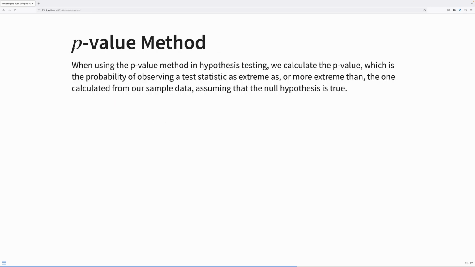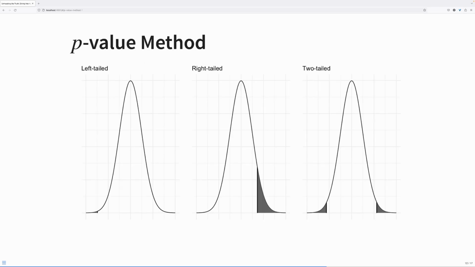Next, we are going to take a look at the p-value method. So instead of checking if the test statistic falls within the critical region, we calculate the probability of observing a test statistic as extreme as or more extreme than the one calculated from our sample data, assuming that the null hypothesis is true. So what we calculate is actually the area under the curve to the left for a left tail test and the area to the right for a right tail test, and for both sides for a two-tail test.